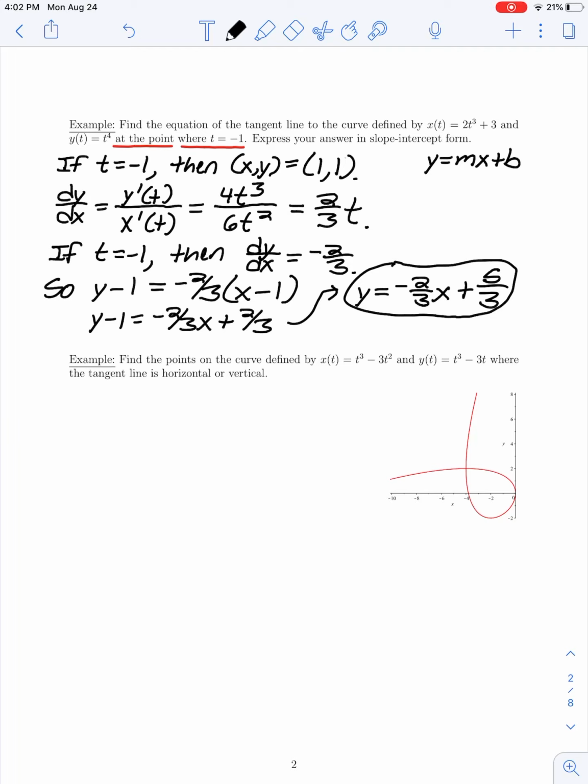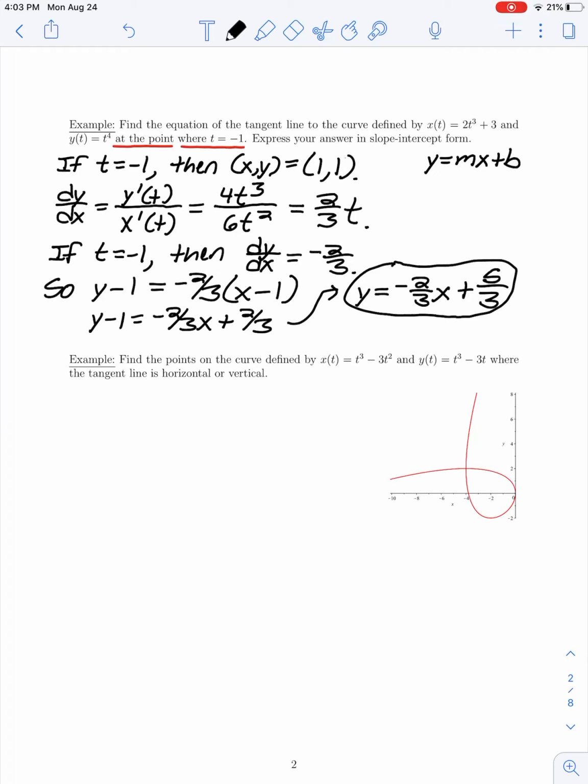So let's look at another example. In this next one, we'll illustrate something that's interesting and kind of unique to parametric curves. So here we're asked to find the points on the curve defined by the equations x of t and y of t, where the tangent line is either horizontal or vertical.